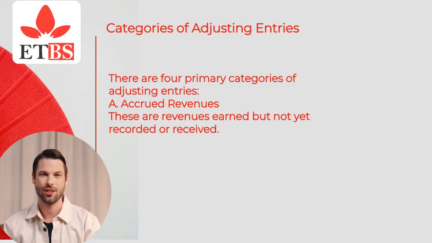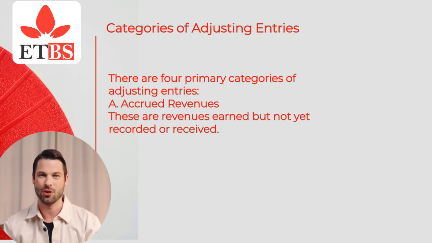Categories of adjusting entries. There are 4 primary categories of adjusting entries. A. Accrued revenues. These are revenues earned but not yet recorded or received. Example: a consulting firm completes a service on March 28th, but hasn't billed the client until April. An adjusting entry is needed in March.